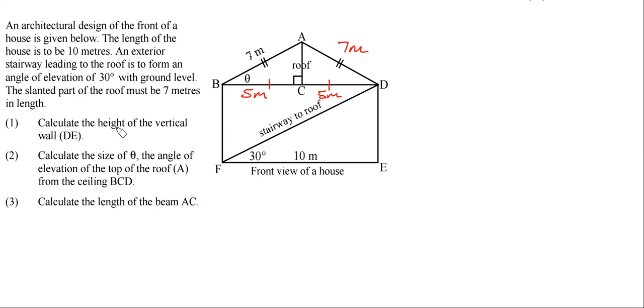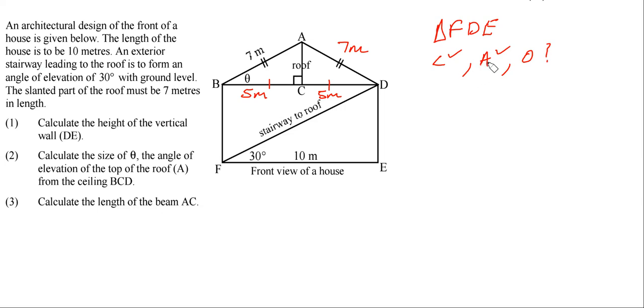So calculate the height of the vertical wall. We are looking for DE. Now, when you're looking for DE, let's deal with the triangle FDE. On triangle FDE, what is given to us? The angle is given to us. What else is given? The adjacent side is given. What is being asked? The opposite side is being asked.